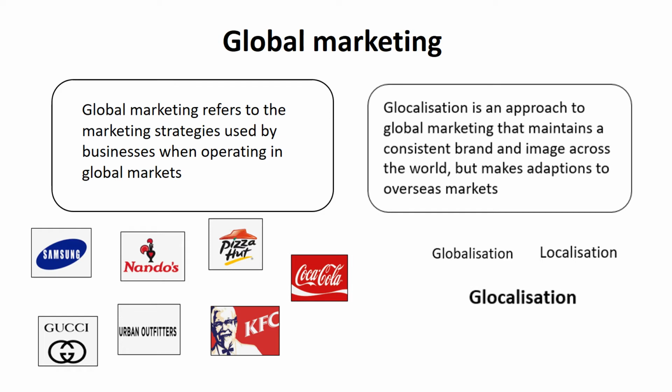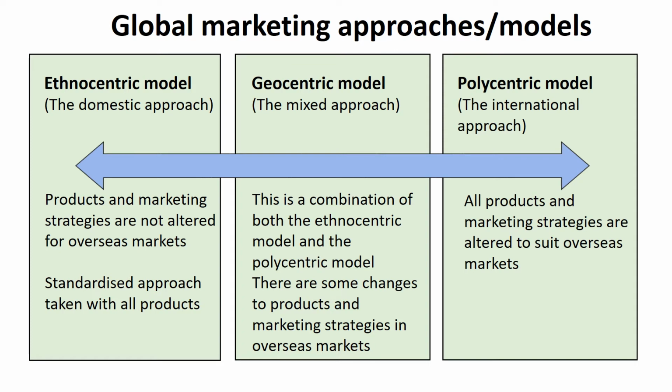Now we're going to take a look at 3 different models a business can adopt when considering a global marketing strategy. So the global marketing approaches that we will look at in this video are ethnocentric, geocentric, and polycentric. So the ethnocentric model is a domestic approach, and that's when products and marketing strategies are not changed for overseas market. There's a standardized approach. Whereas a geocentric approach is a mix between both ethnocentric and polycentric. And there are some changes to products and marketing strategies in these overseas markets. The polycentric model is an international approach, and that's where the products and the marketing strategies are changed to suit these overseas markets.